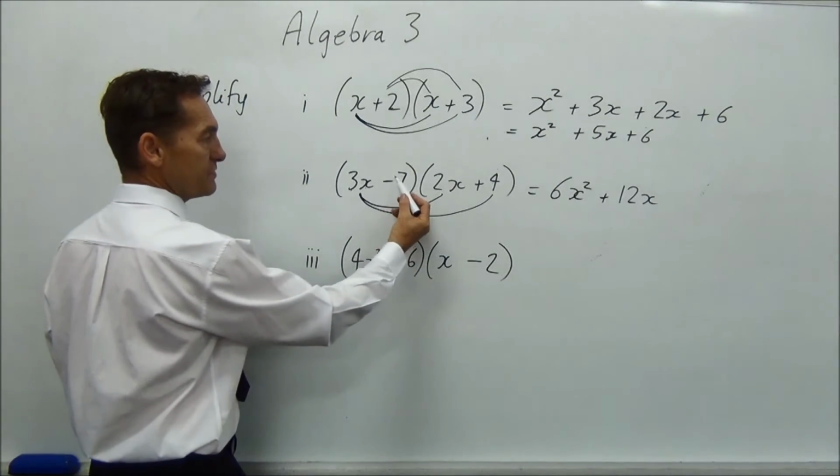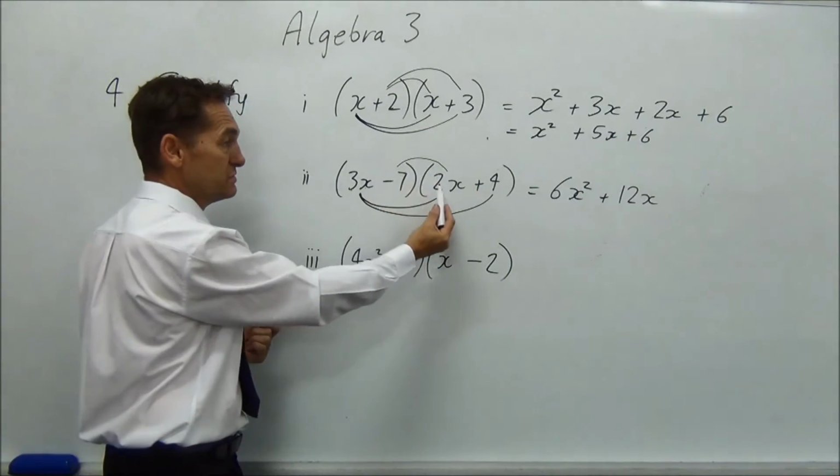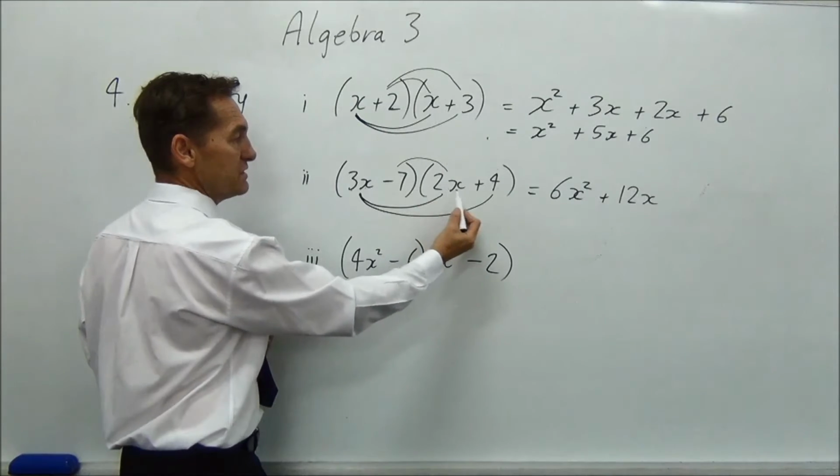Next one, I've got a negative. So I've got negative 7 times 2x. So negative 7 times 2x is negative 14x.